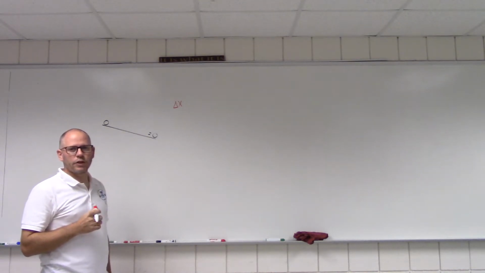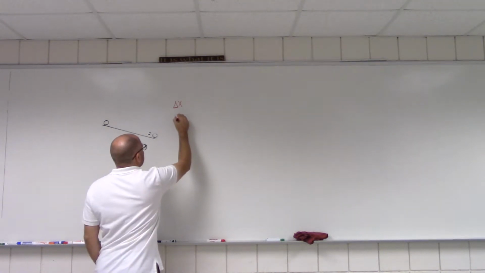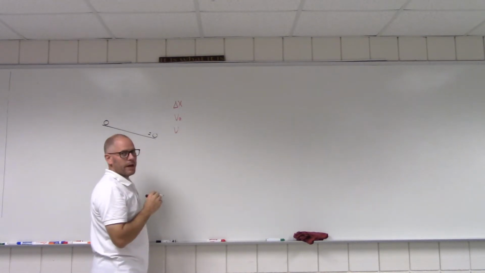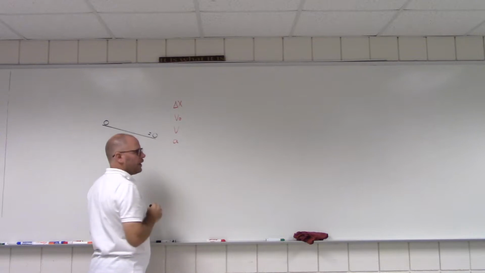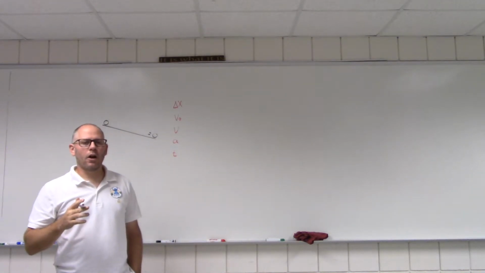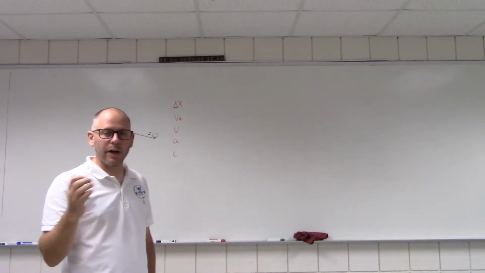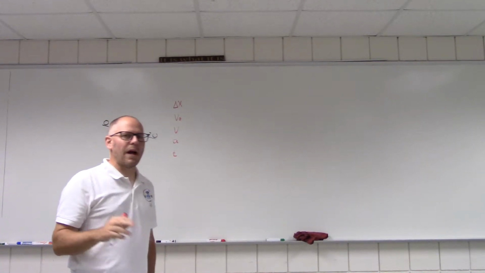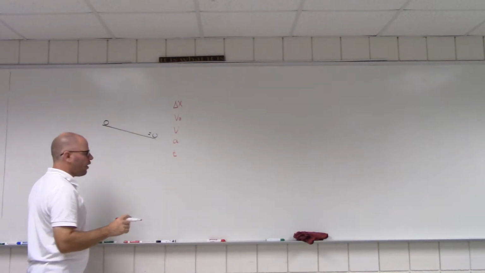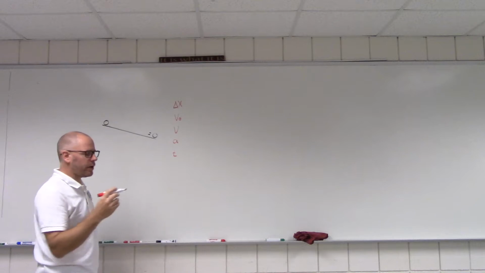That's the displacement, that's the change in position, initial velocity, final velocity, acceleration, and time. These are our 5 variables that we use, and we can solve problems like this, given these, and here are our kinematic equations that we use.